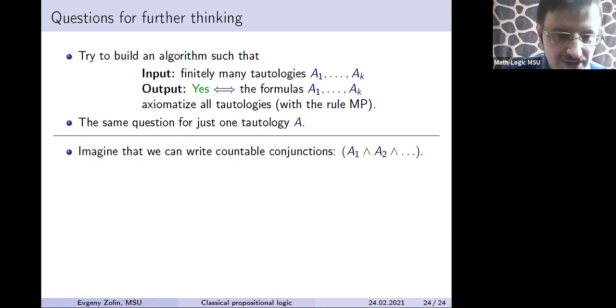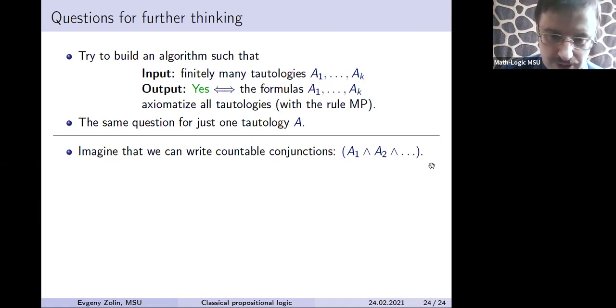And a question in a different direction. Assume that we can write infinite formulas in the following sense. We can write formula, conjunction, and so on. And of course, similarly, we can write disjunctions. Then you can easily define what is a tautology. You can easily define what is the value of this formula under the valuation V. V of this formula is 1 if and only if V of A1 is 1 and V of A2 is 1 and so on. So all formulas must be 1. So the notion of a tautology can be easily formulated.